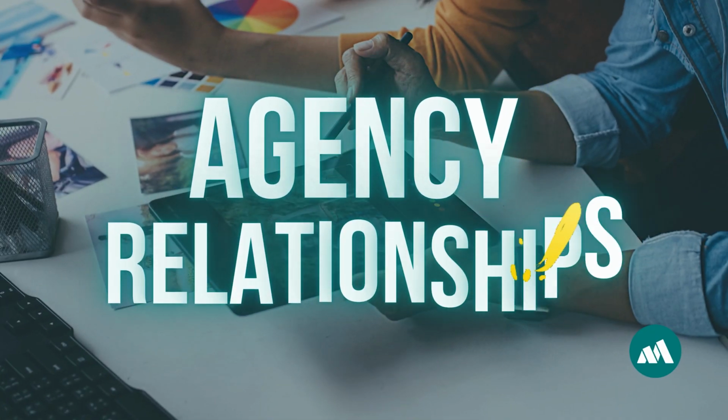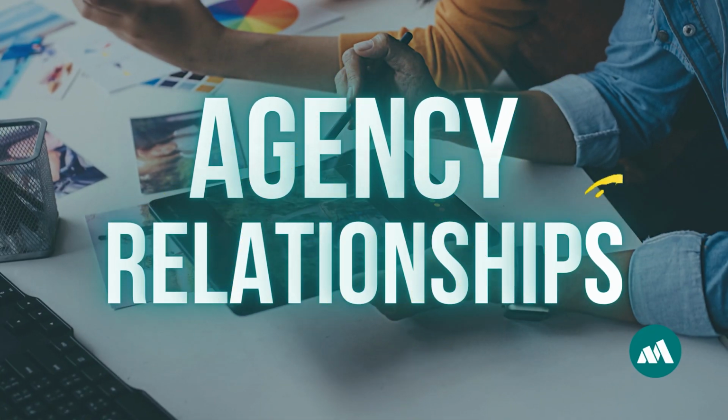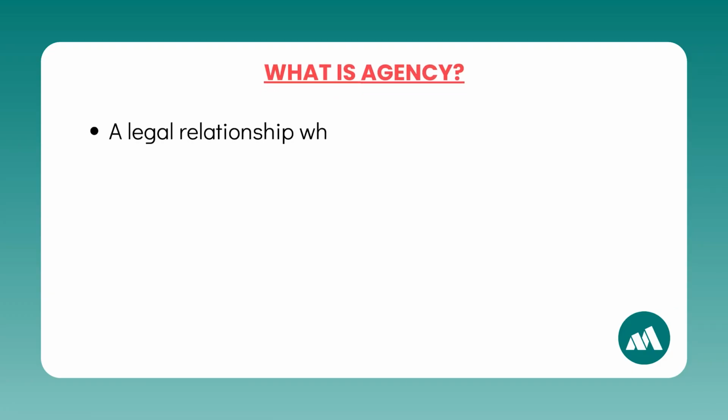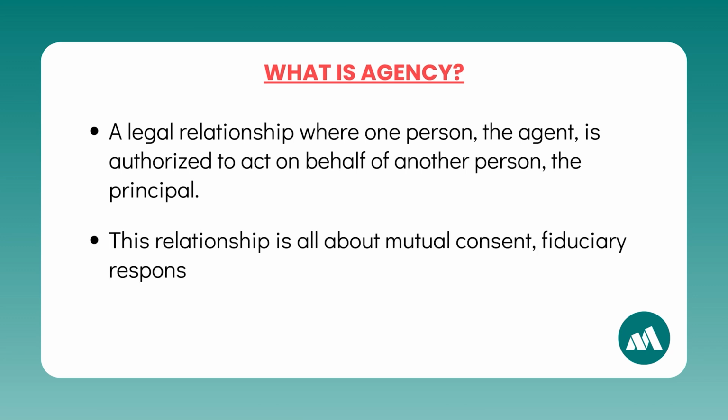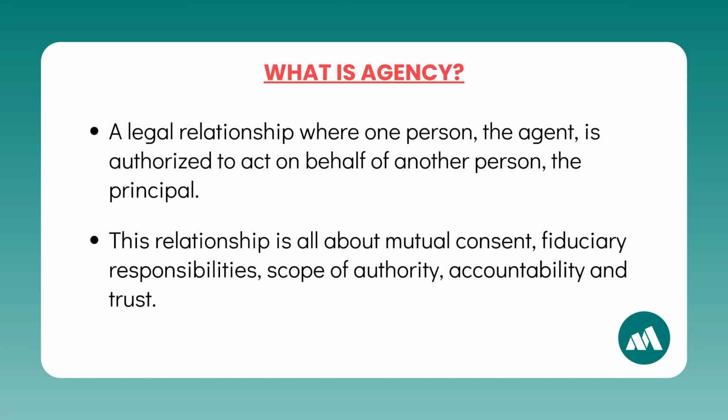To start things off, let's make sure we fully understand what agency actually means in real estate. At its core, agency is a legal relationship where one person, the agent, is authorized to act on behalf of another person, the principal. This relationship is all about mutual consent, fiduciary responsibilities, scope of authority, accountability, and trust.